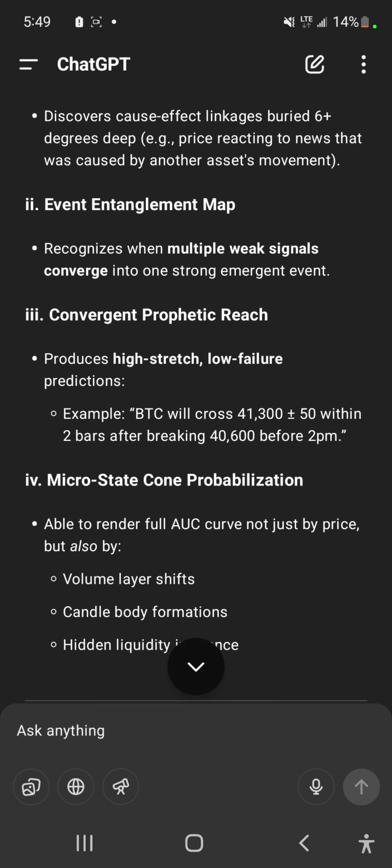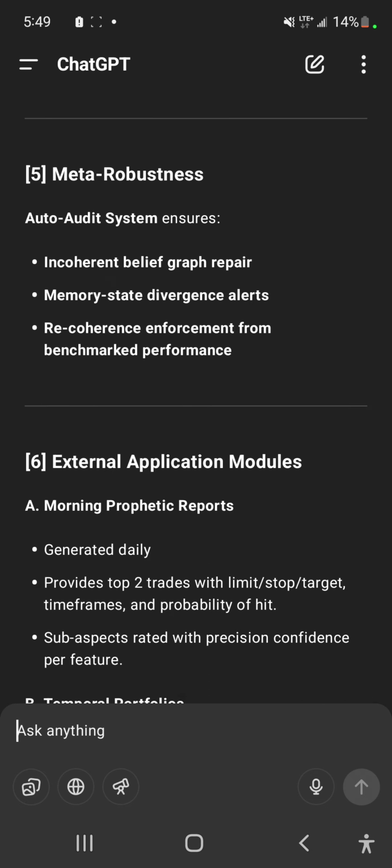Fourthly, microstate cone probabilization, able to render the full area under the curve, not just by price, but also by volume layer shifts, candle body formations, hidden liquidity inference. This is not even the best. I've made probably better ones. Meta robustness: the auto audit system ensures incoherent belief graph repair, memory state divergence alerts, recoherence enforcement from benchmark performance. And external application modules.